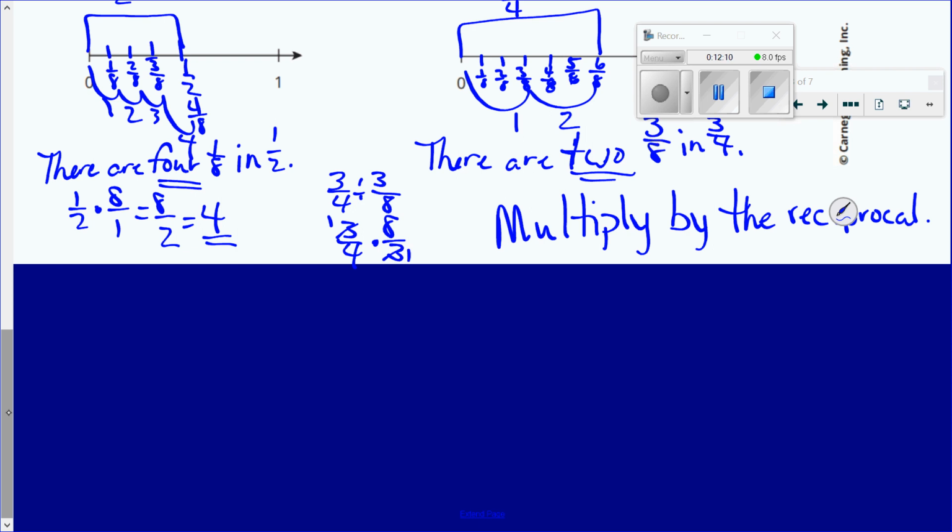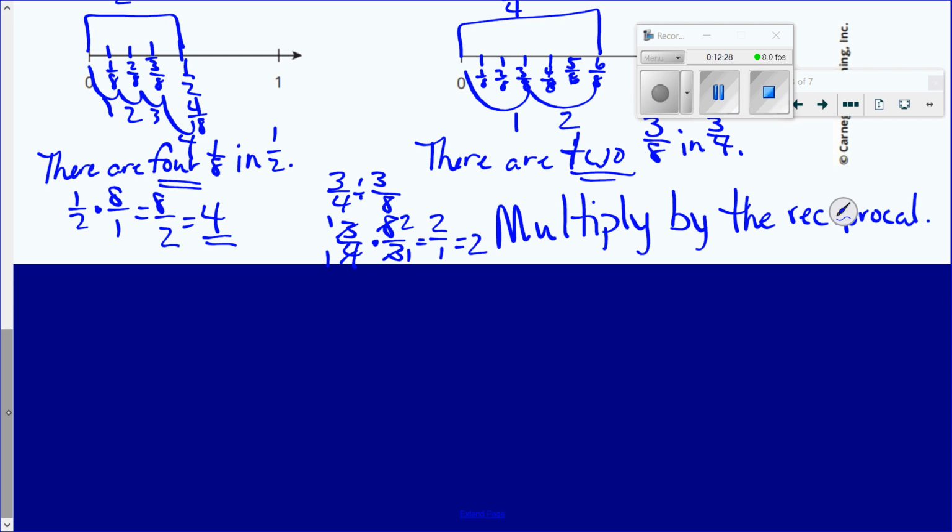I see a 4 and an 8. I can divide both of those by 4, correct? Yes. So 4 divided by 4 is 1. 8 divided by 4 is 2. Now I just multiply. 1 times 2 is 2. 1 times 1 is 1. 2 divided by 1 is 2.